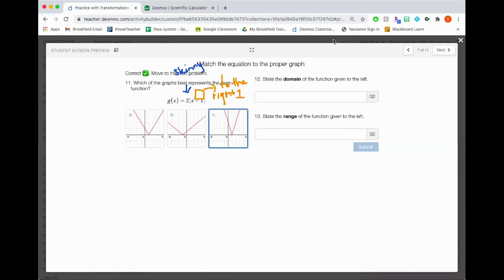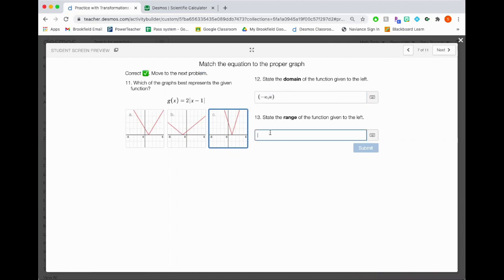I am correct. Domain for all absolute value is always -infinity to infinity. The range here, again, bottom to top, so the smallest number here is 0 to infinity. Right, because the y value right here is 0, and I go up forever to infinity.